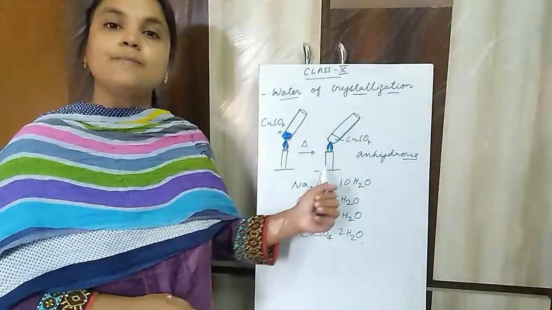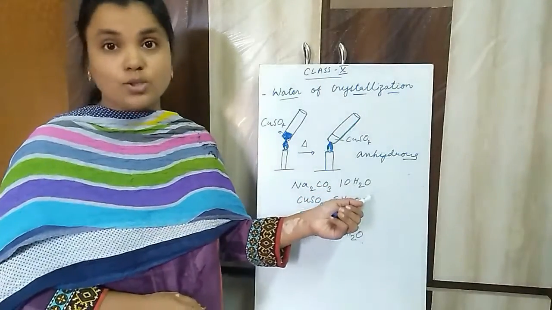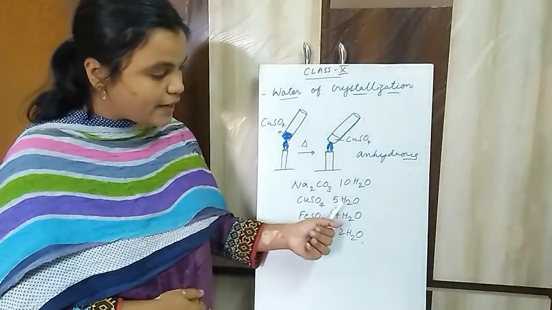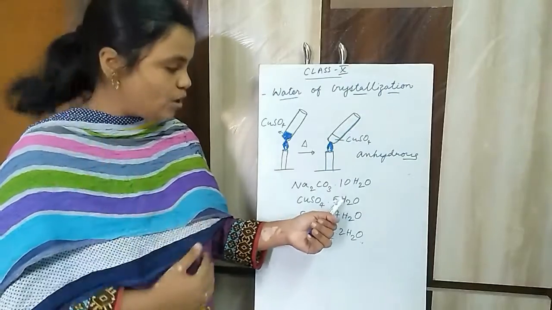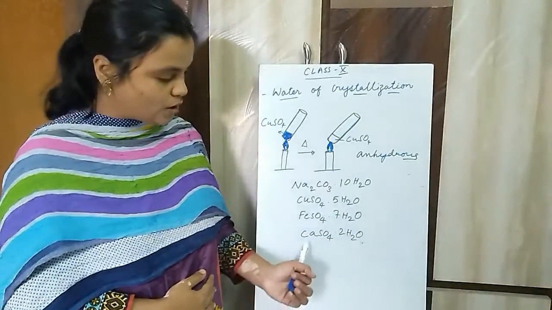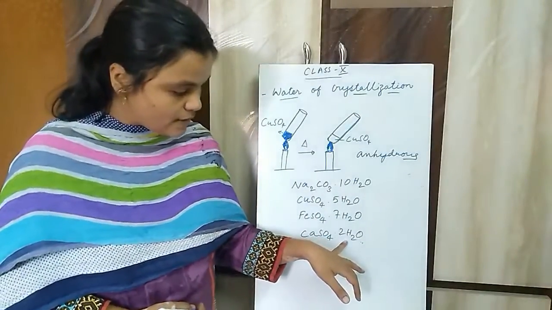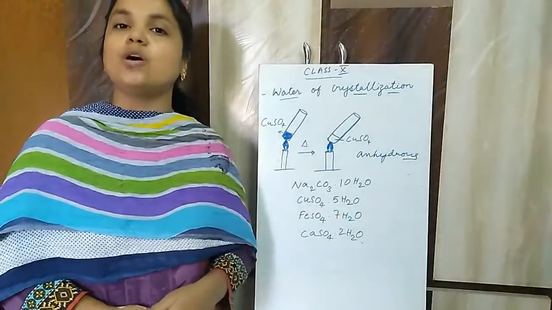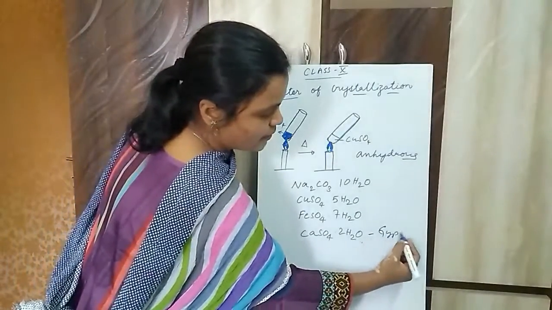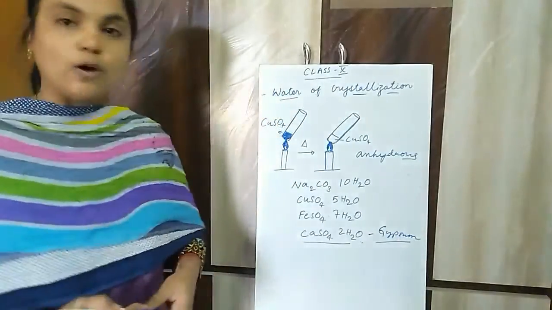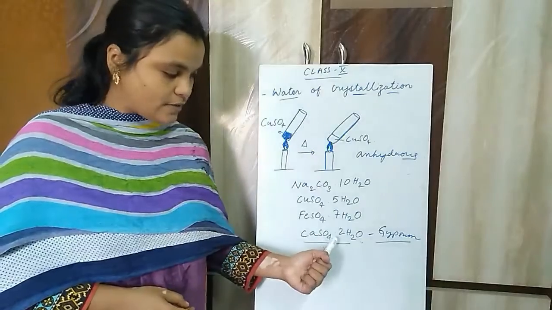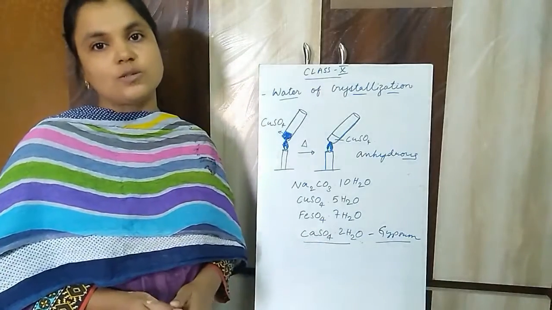We can call this sodium carbonate decahydrate. I told you, decahydrate means it contains 10 molecules of water. Copper sulfate pentahydrate means it contains 5 molecules of water. Iron sulfate heptahydrate means it contains 7 molecules of water. Calcium sulfate, what is that? Dihydrate, that means it contains 2 molecules of water. This particular compound is called gypsum, children. We will be learning about this salt now. It's a hard solid which is calcium sulfate containing 2 molecules of water.